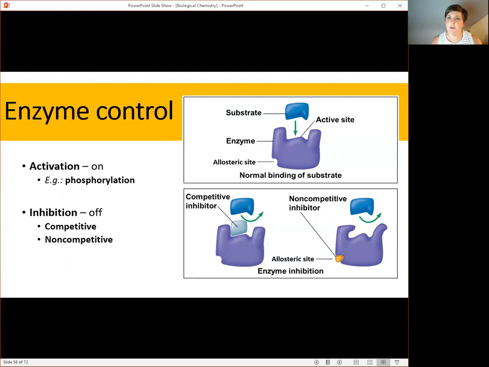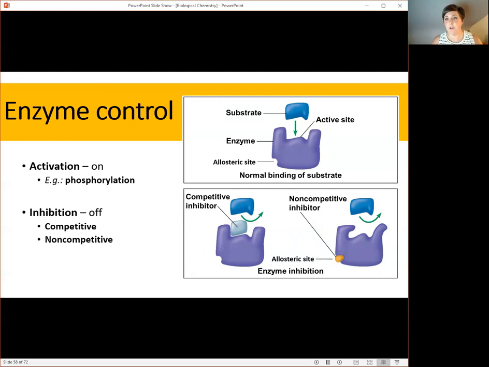Many enzymes, though, are created in an on orientation, and therefore we can regulate them by being able to turn them off. We do this using inhibitors. There are two major classes of inhibitors: competitive inhibitors and non-competitive inhibitors. Competitive inhibitors are named competitive inhibitors because they compete with the substrate for the active site. As you can see here, a competitive inhibitor would bind to the active site, effectively blocking the substrate from entering the active site and therefore preventing a reaction from taking place.